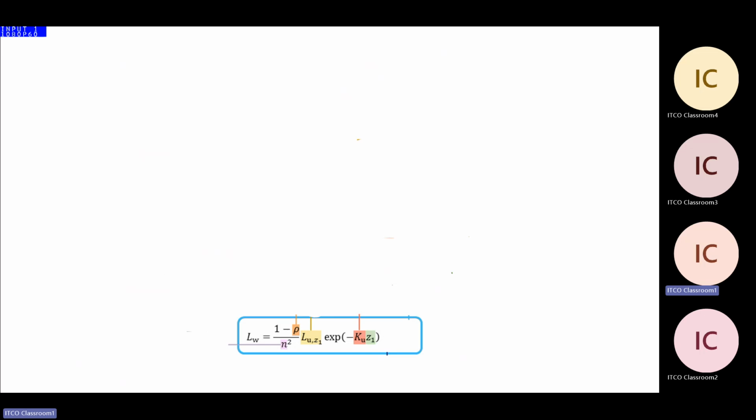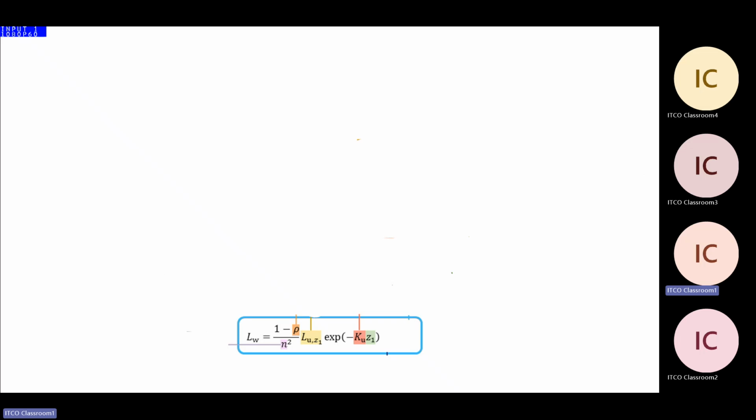So I have put again the equation at the bottom. LW equals 1 minus rho divided by the square of the refractive index, times LU at Z1, which is going to be one of these depths of measurements, and the exponential of minus K, well, that should not be minus, by the way, on this one, but anyway, depending on the sign, times the depth. Still simple.